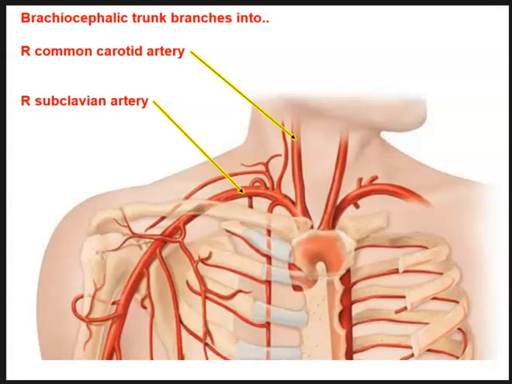And again, the brachiocephalic trunk will branch into the right common carotid artery, giving blood supply to the right side of the head and neck. And then the right subclavian artery, which will eventually become the axillary artery after passing the first rib, and then become the brachial artery after passing the inferior border of the teres major muscle. Again, giving blood supply to the upper limb, specifically here on the right.